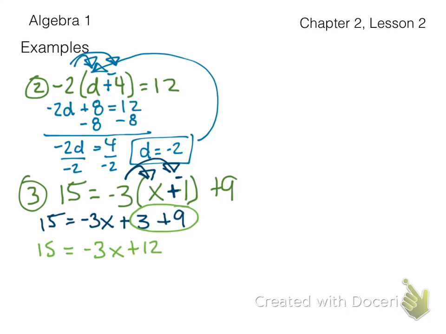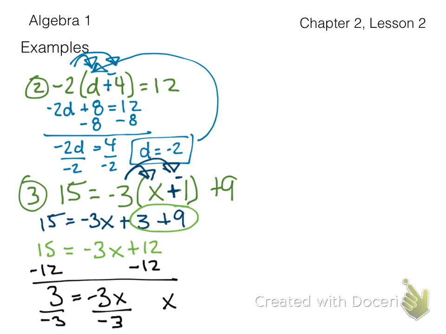Now I can start dealing with my low priority. My low priority is addition and subtraction, so I'm going to subtract 12 on both sides. And it gives me 3 equals negative 3x. High priority would be multiplication and division, so I'm going to divide by negative 3 on both sides. x equals negative 1.